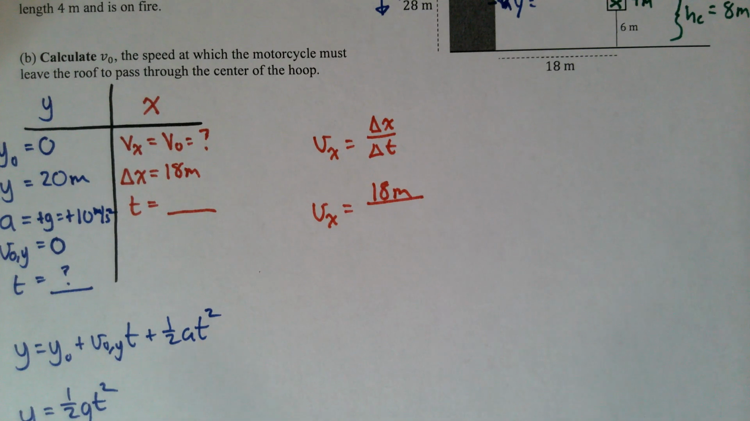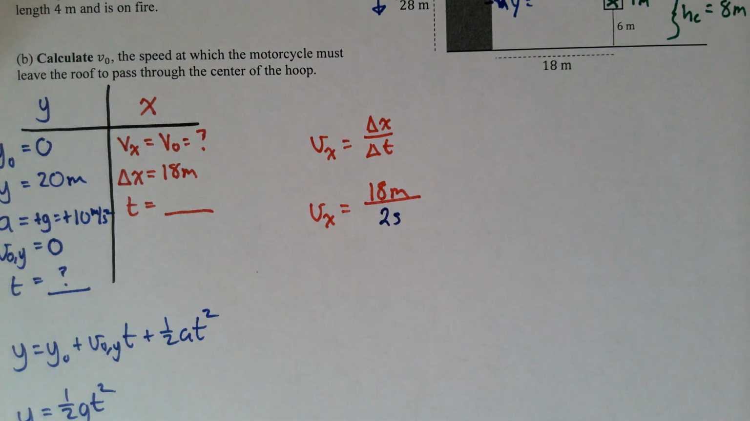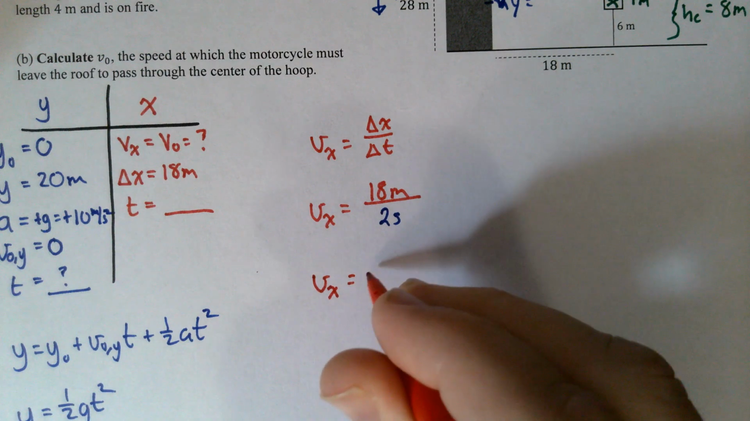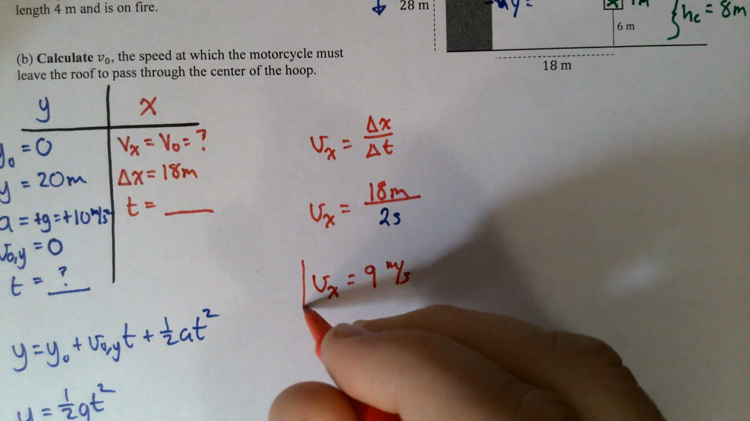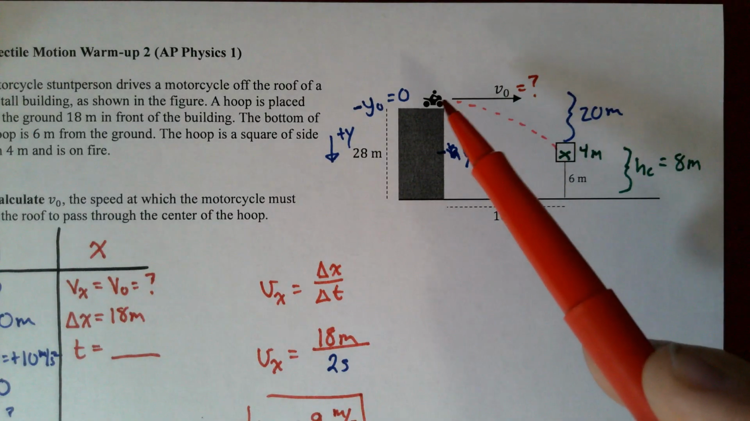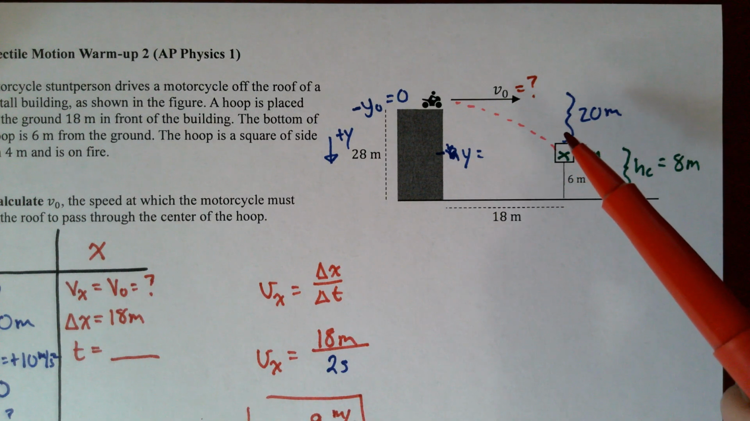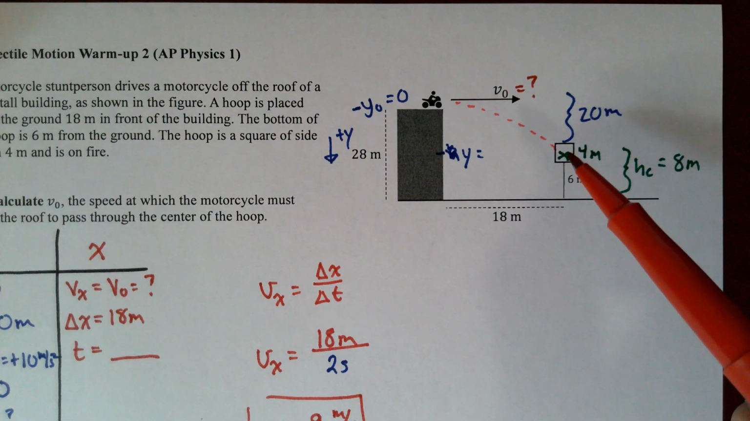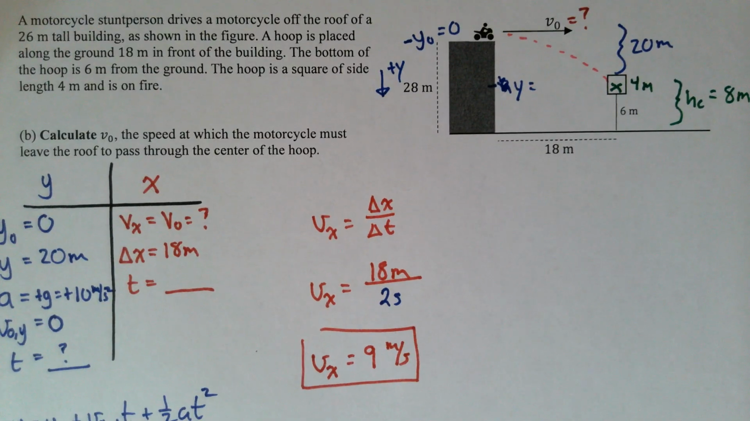So up here, now that I know what delta t is, I just plug that into our velocity in the x direction. 18 divided by 2 would be 9. And then my unit is meters per second. So this motorcyclist, if they went exactly 9 meters per second, would go right through the middle of the hoop. If they went significantly more, they would go over. Significantly less, they would go under. Only 9 meters per second will cause us to hit the center of the hoop.